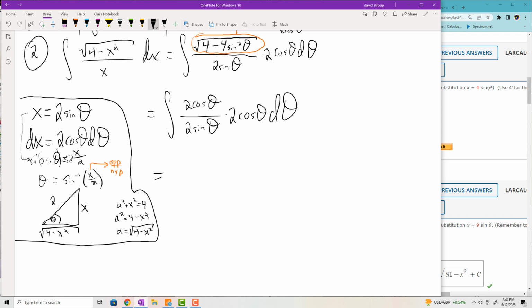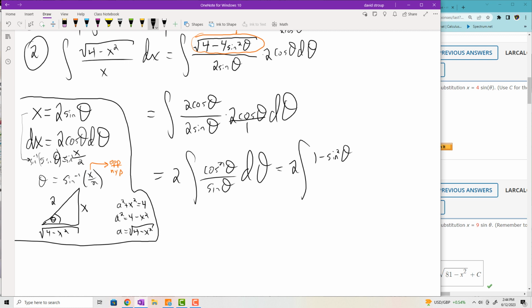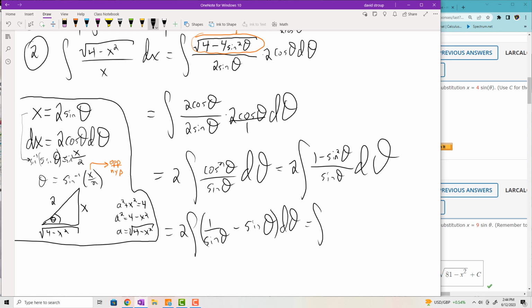I'll have a 2 over 2 times 2, so, 2. In the numerator, if you multiply across here, you'll have cosine squared theta. In the denominator, you have sine theta. I can turn that cosine squared into terms of sine squared, just using our trig identities. It's the same as 1 minus sine squared all over sine. And then I can butterfly it. So you'll have 1 over sine theta minus sine squared over sine, which is the same as sine. 1 over sine, that is cosecant. And then both of those are elementary.